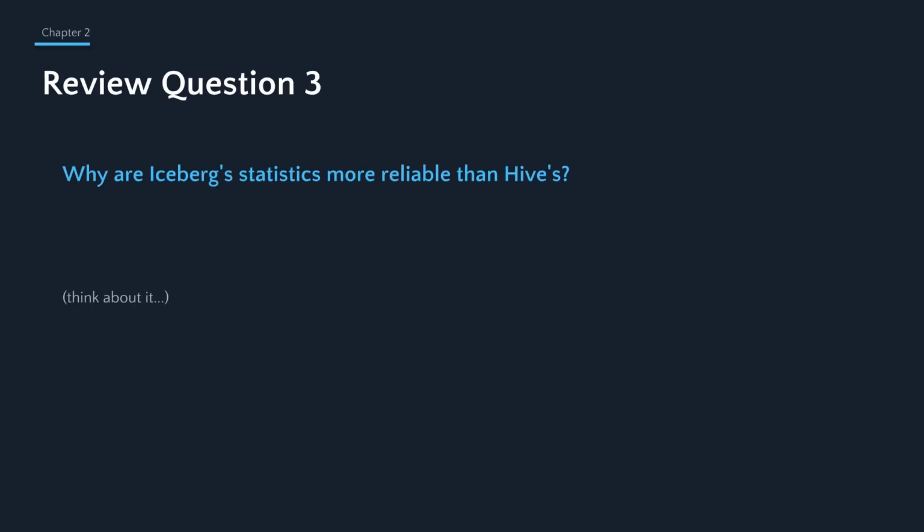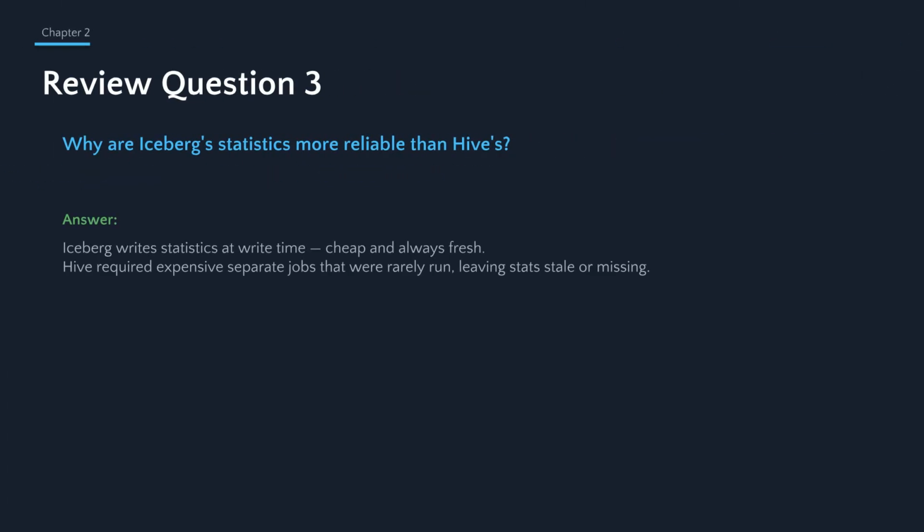Question 3. Why are Iceberg statistics more reliable than Hive's? Because Iceberg writes statistics at write time, as part of the normal write operation. The engine already has the data in memory, so computing min, max, and null counts is nearly free. Hive required separate expensive jobs to gather statistics, which were rarely run, leaving stats stale or missing entirely.